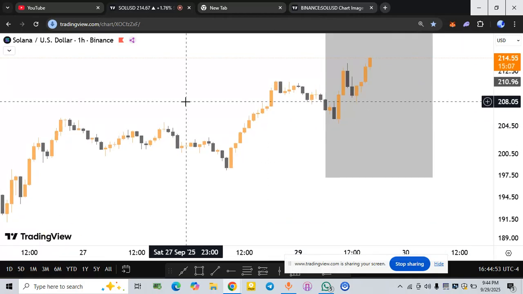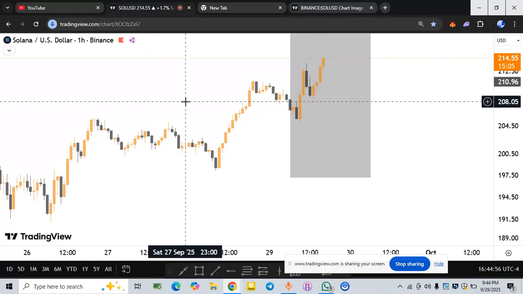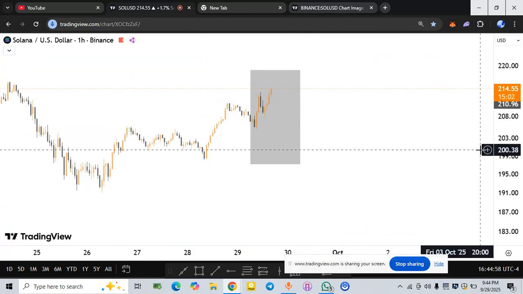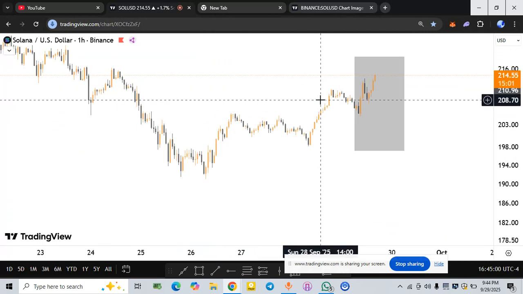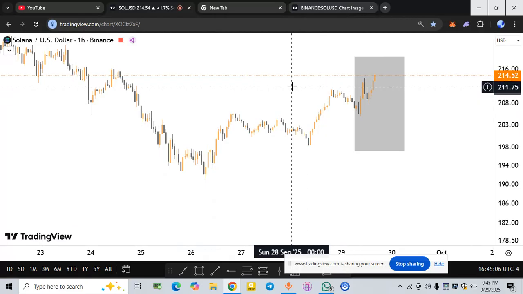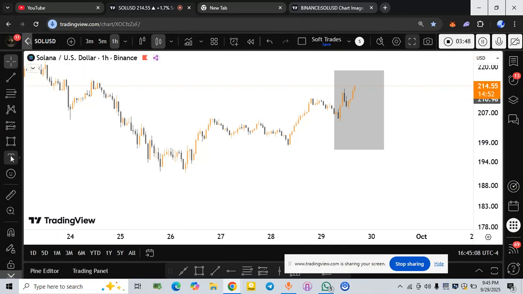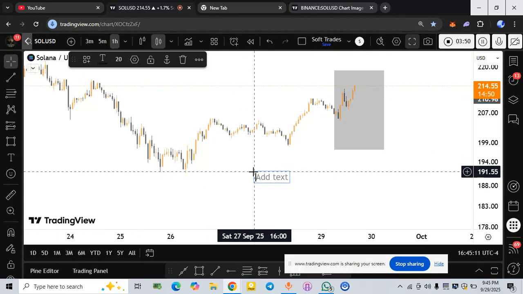Now, one of the most important things I want you to pay attention to before you start mapping your necklines is that you need to know your trend. Identifying your trend is the most important thing. If you don't know your trend, then you are definitely going to end up trading against the big boys. You don't want to trade against the banks. You don't want to trade against the big guys. You don't want to trade against the whales, because they are the ones that run the market.